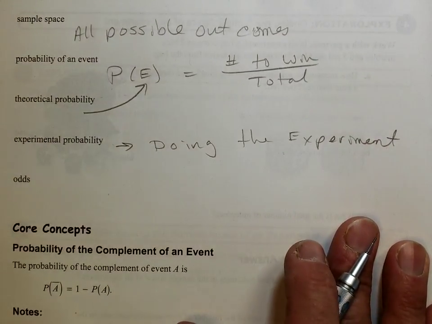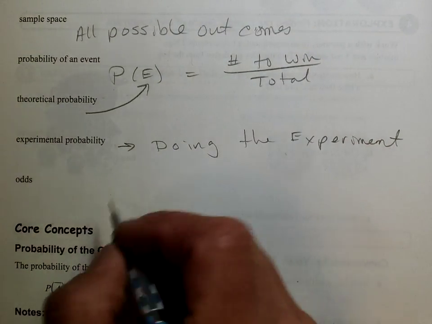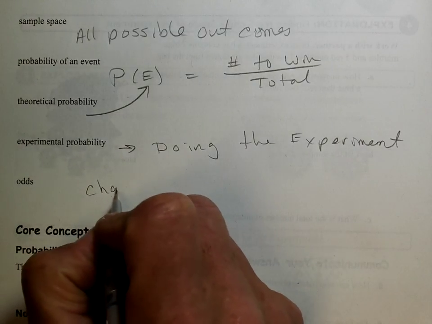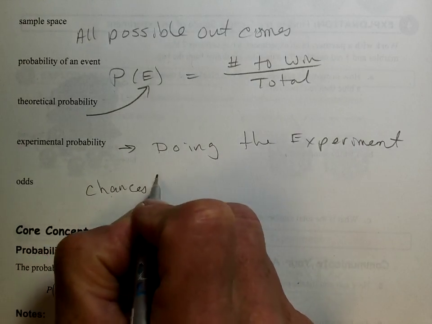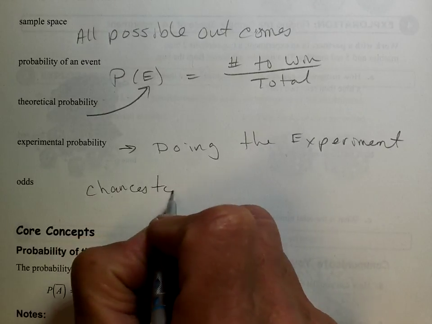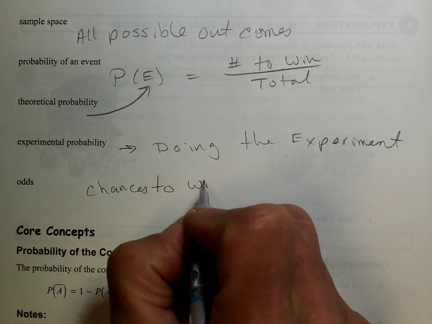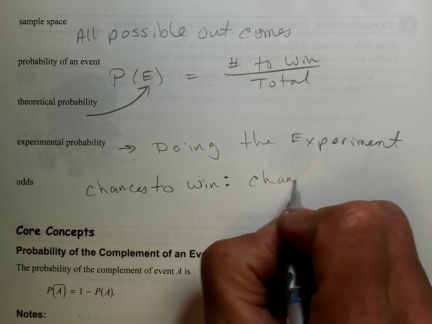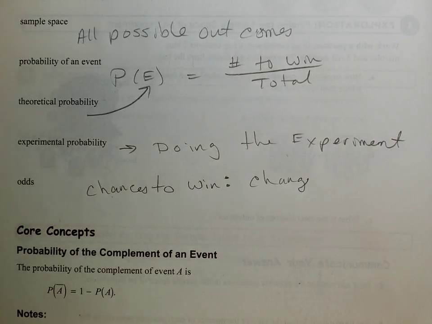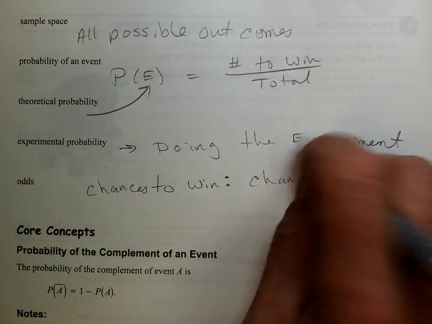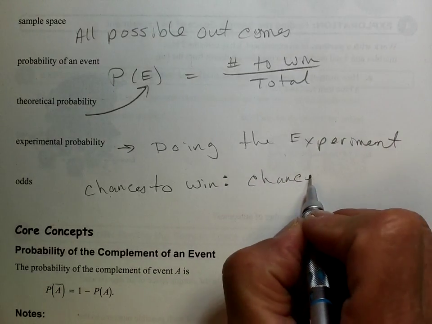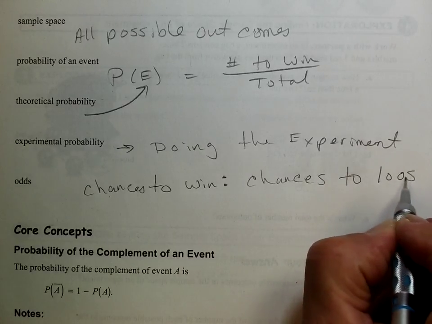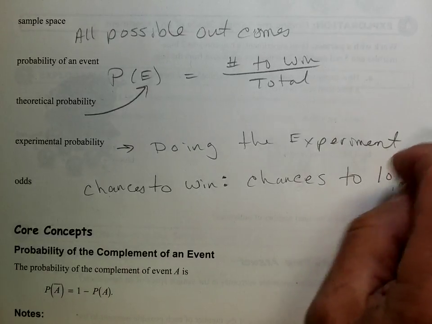Now, odds. A lot of kids get messed up on odds. So write this down. The odds is going to be the chances to win to the chances to lose, L-O-S-E.